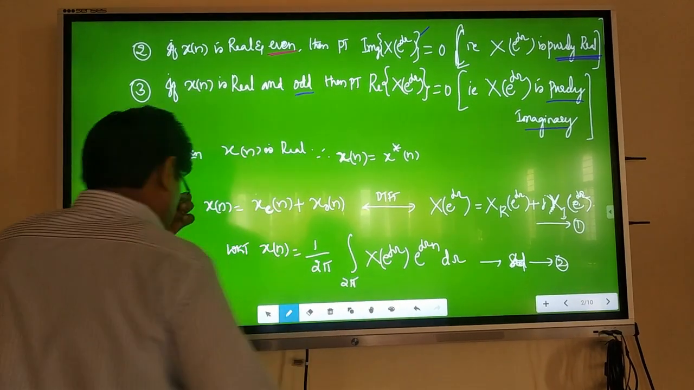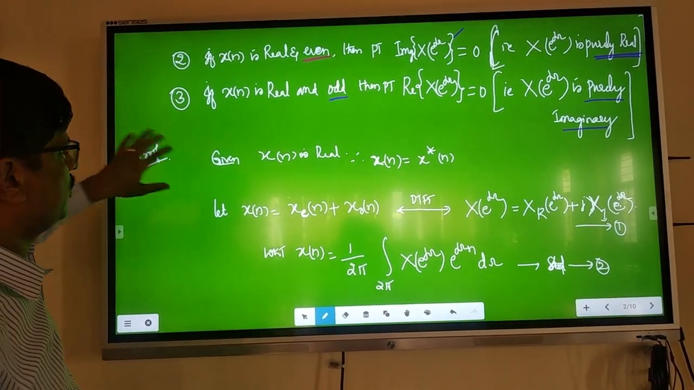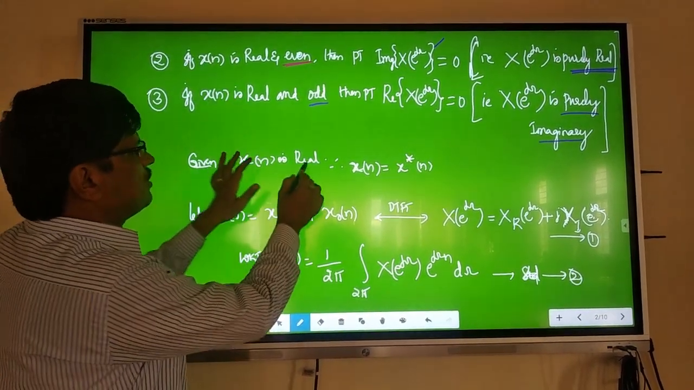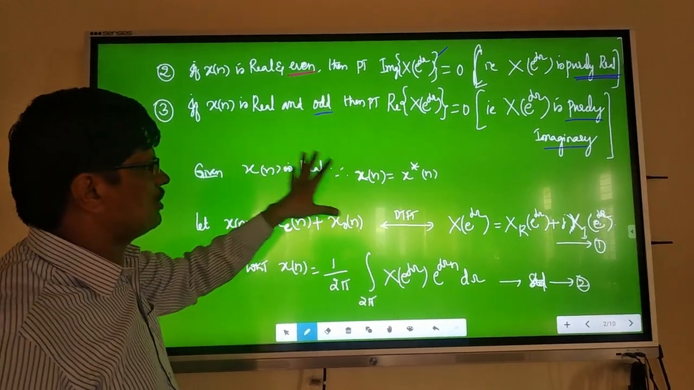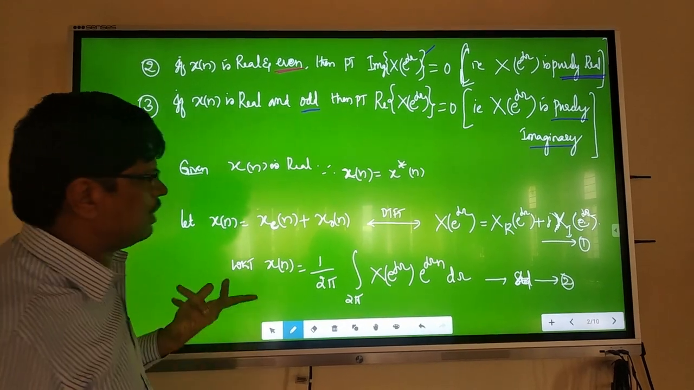If you understand the statement, very, very important. Proof is easy. Let us see the proof. What is given? Only this is given: x of n is real. The input sequence x of n which you are applying now is real.